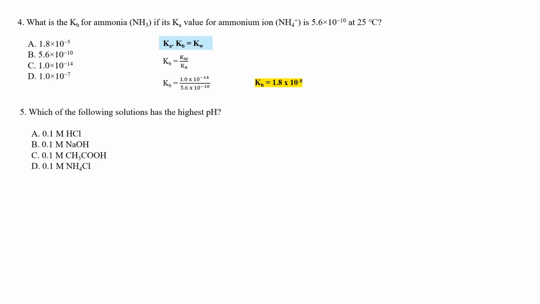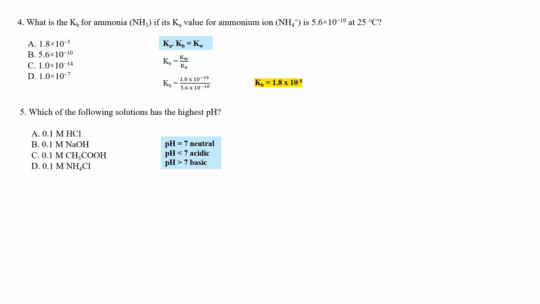Next question. Which of the following solutions has the highest pH? What are the pH ranges? The pH scale runs from 1 to 14. If pH is equal to 7, the solution is neutral. If pH is less than 7, it is an acidic solution. If pH is greater than 7, the solution is basic. Now the question asks about the highest pH solution. Highest pH means the basic solution. pH values above 7. It should be a base.